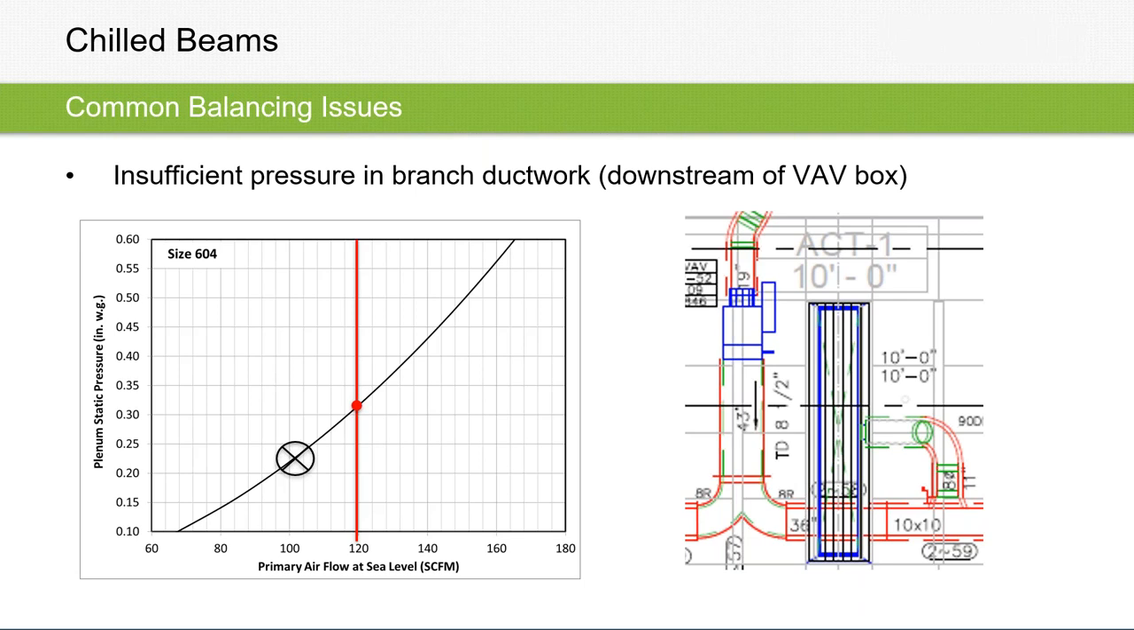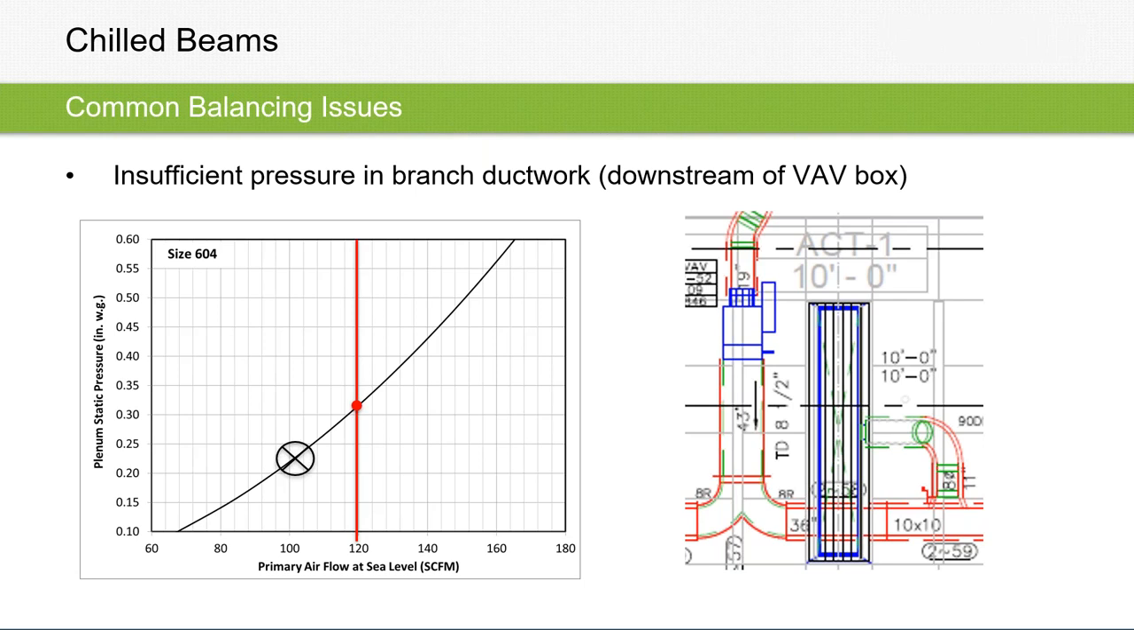So we'll see that reading be a little bit higher than maybe the average of what that noise is actually going to be. It's just very difficult to be accurate when you have a lot of fluctuation in that velocity reading. So it can be a challenge. That's why we recommend using the pressure to balance instead.